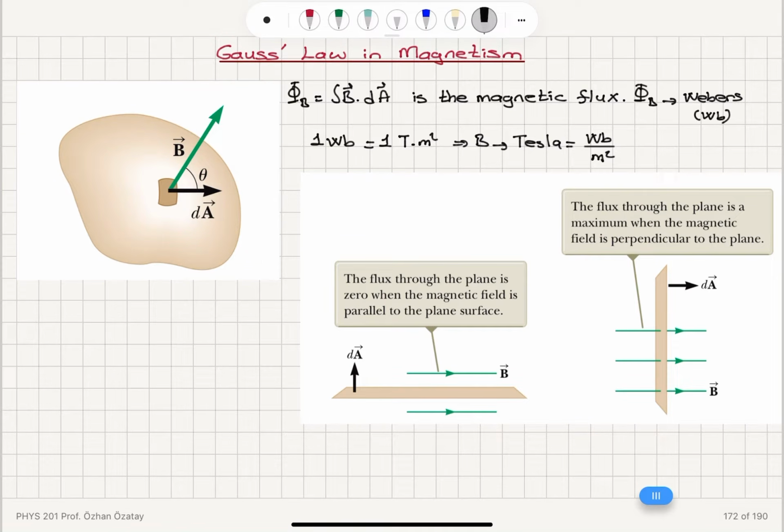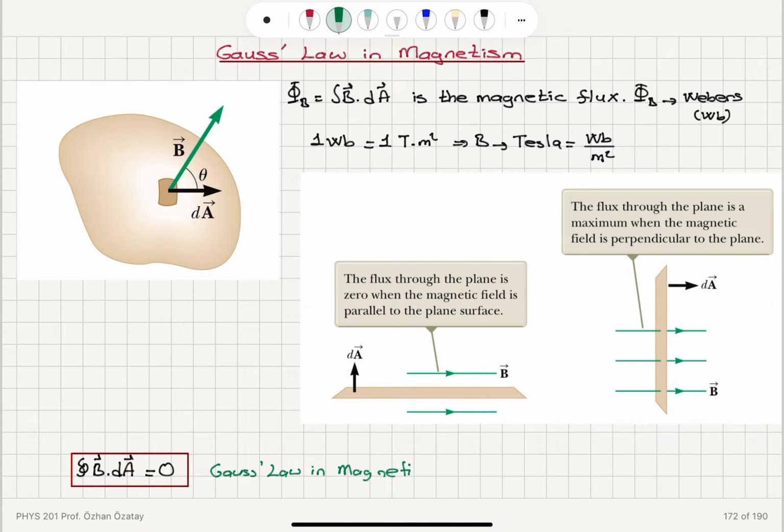Now, if you write this flux for a closed surface integral B dot dA, the total flux is always equal to 0. This is known as Gauss law in magnetism. And why is that 0?